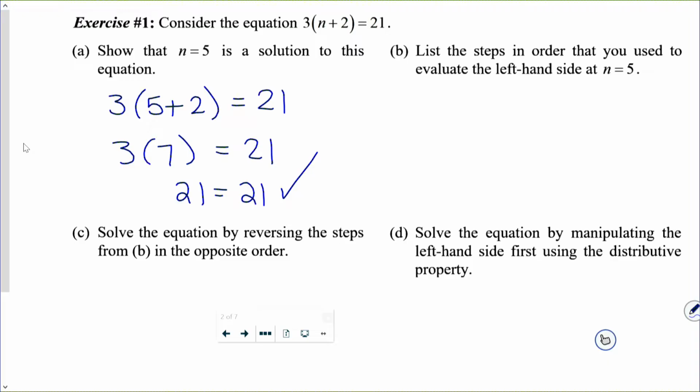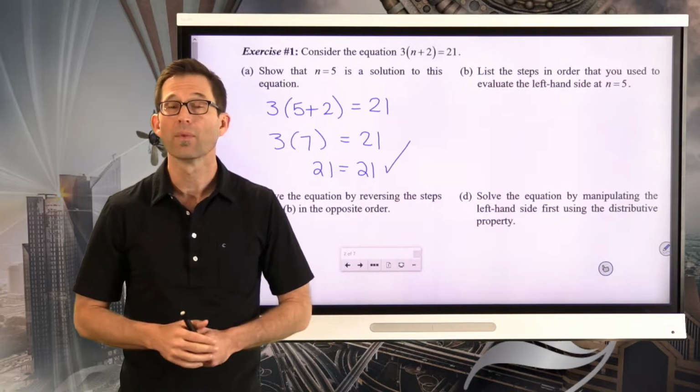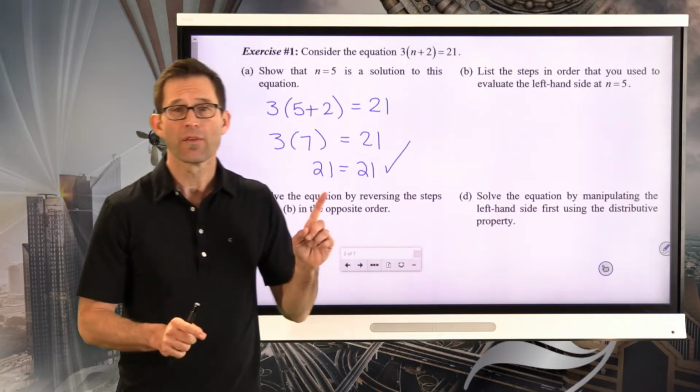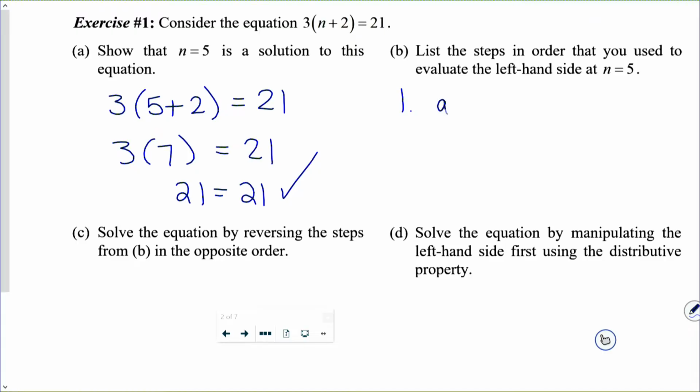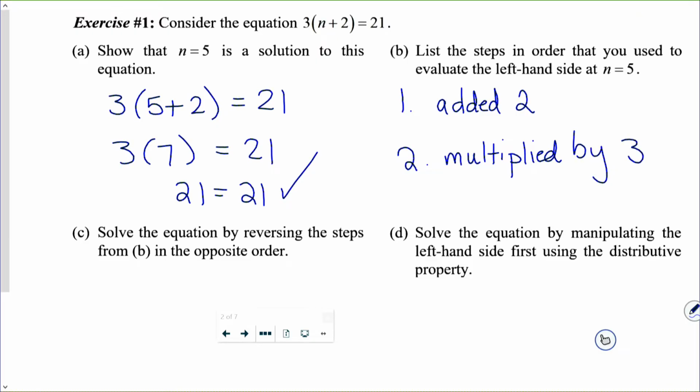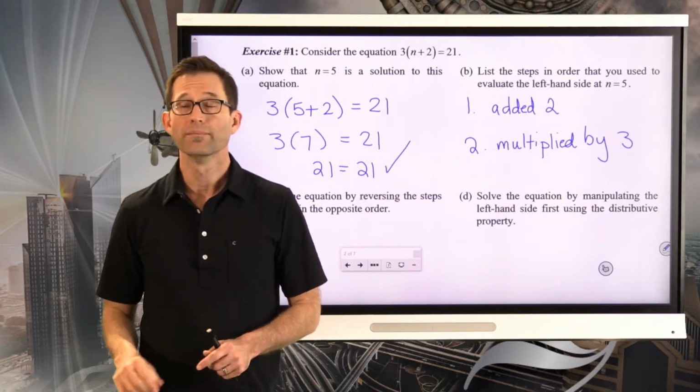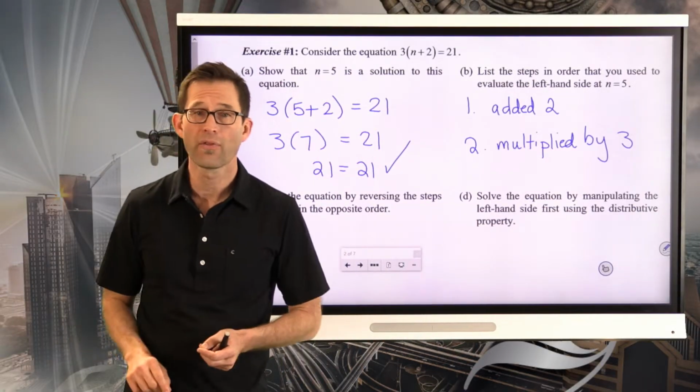Now for letter B. List the steps in order that you use to evaluate the left-hand side at n equals 5. Simple enough, right? The first thing that we did is that we added 2 to n. And the second thing we did is we multiplied by 3. That's what we did. We added 2 and then we multiplied by 3.